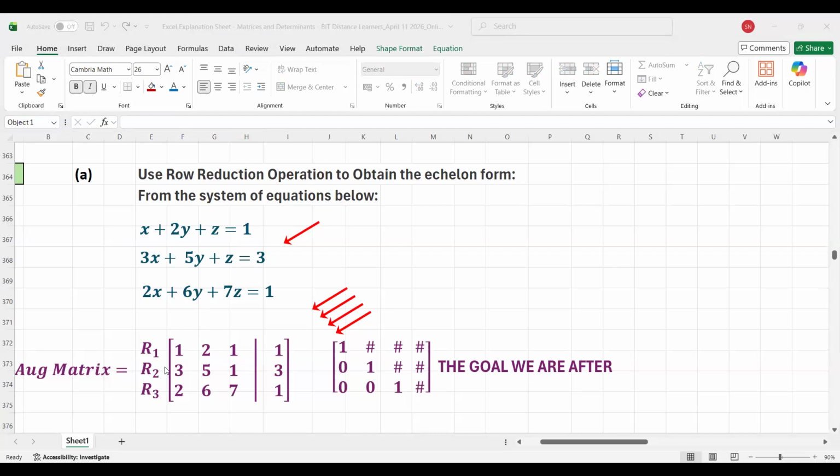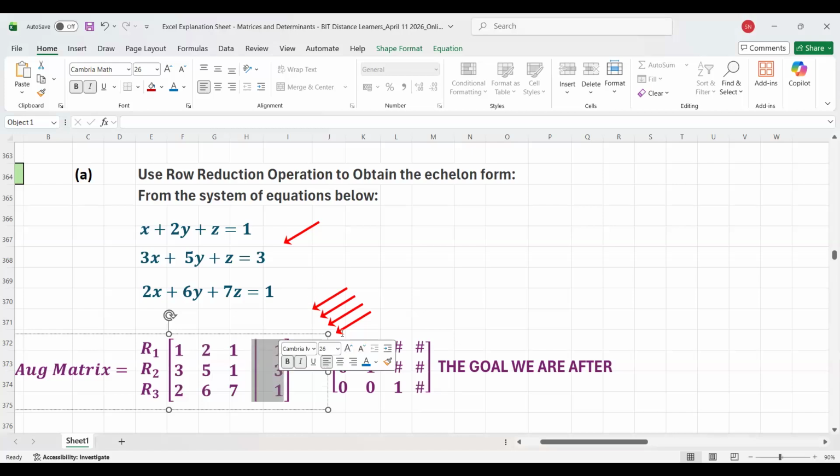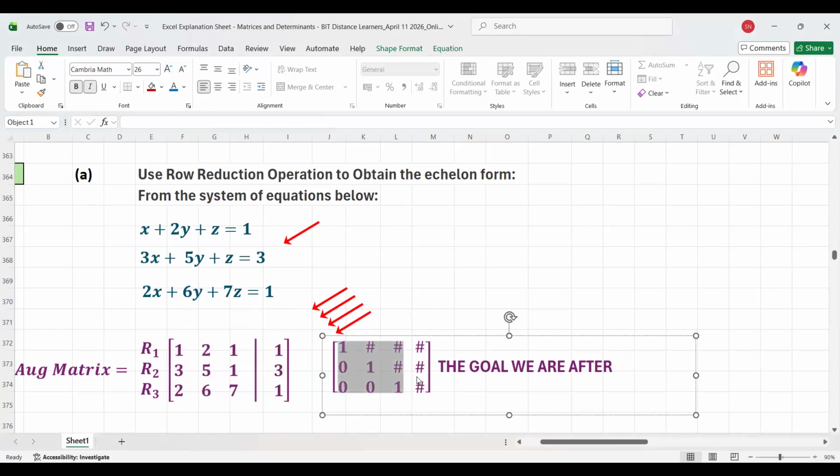So on your screen, I have formed the augmented matrix. The augmented matrix is 1, 2, 1, 3, 5, 1, and then 2, 6, 7, and the solutions are on the right. Now, we must be able to work on this matrix and reduce it so that we get this as our goal. This is where we are going. So we are taking one step at a time.